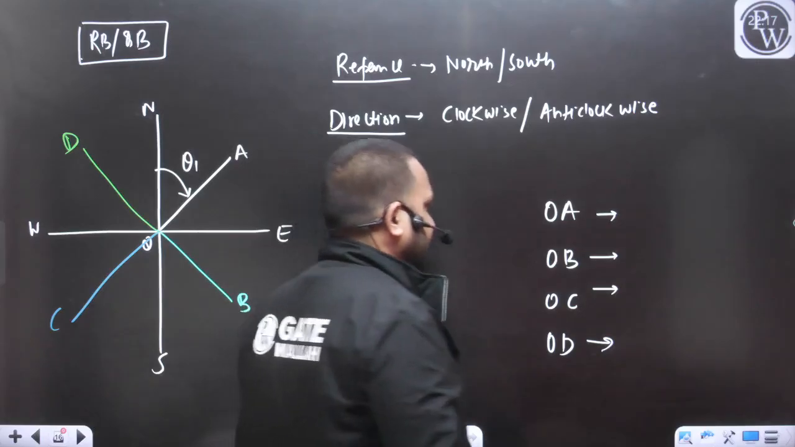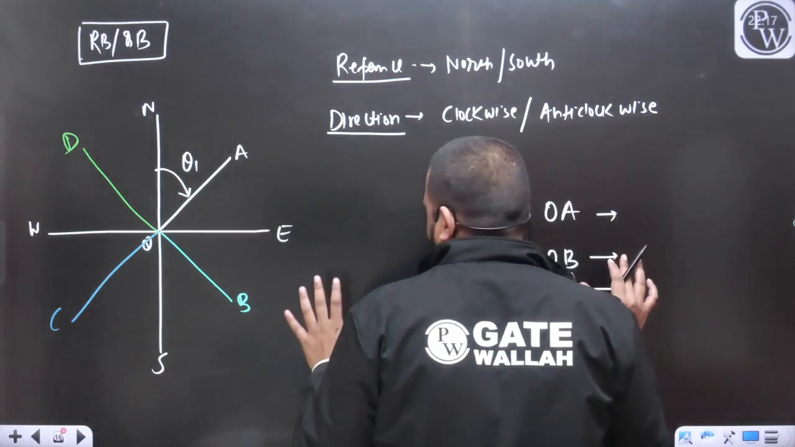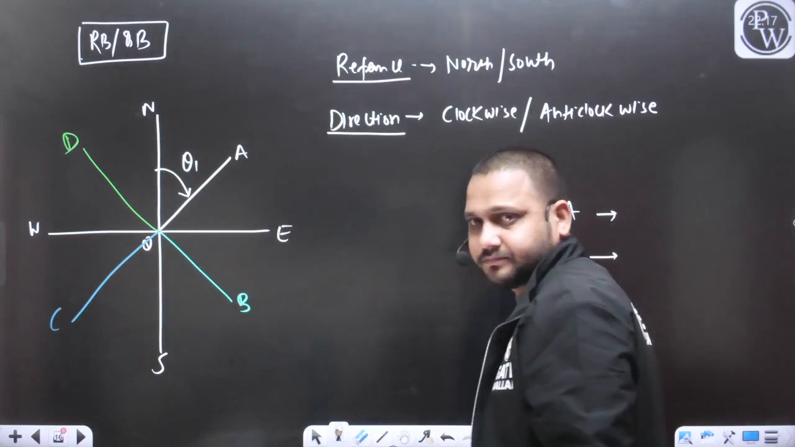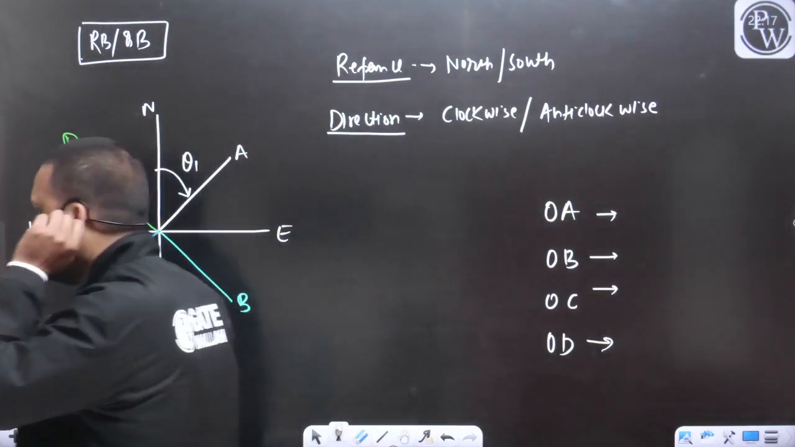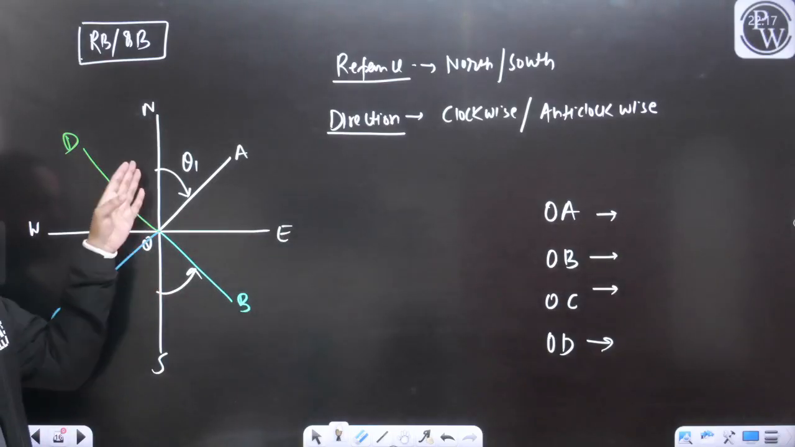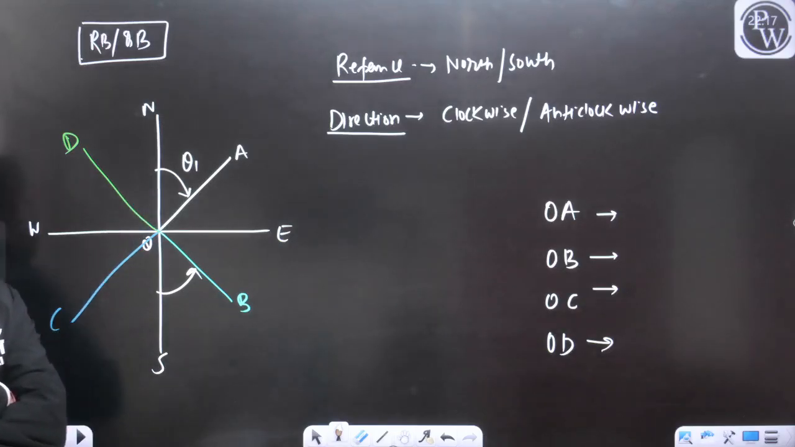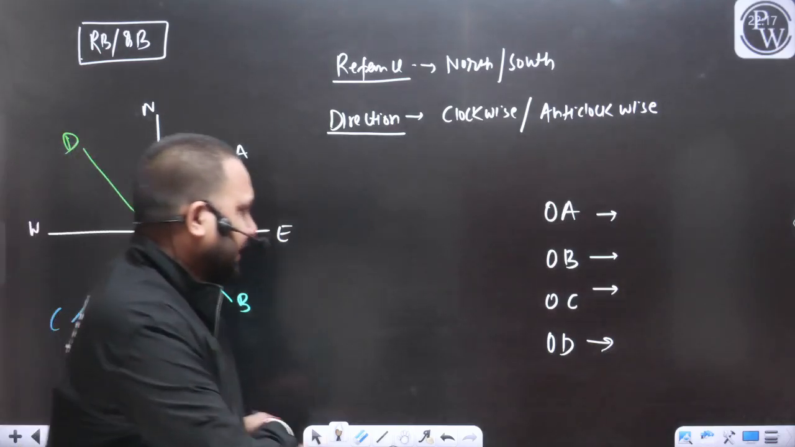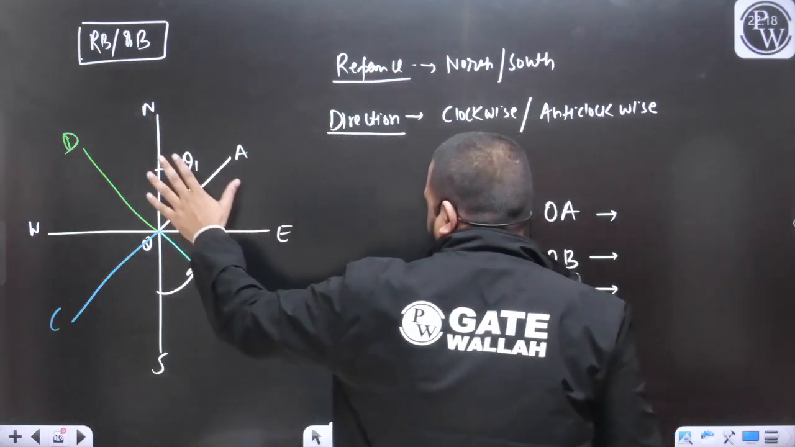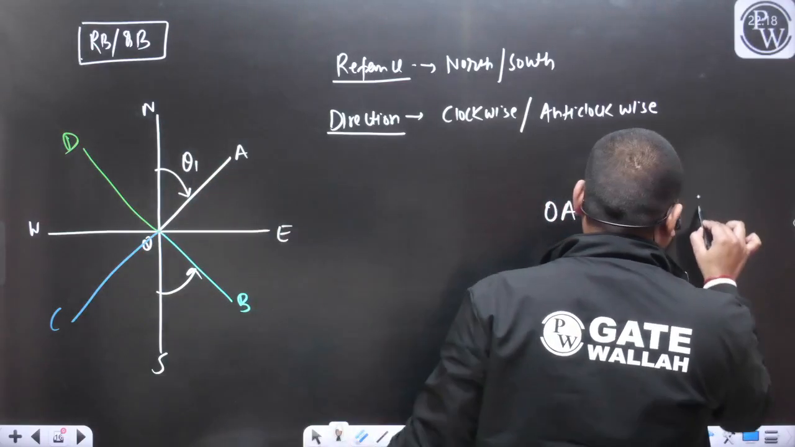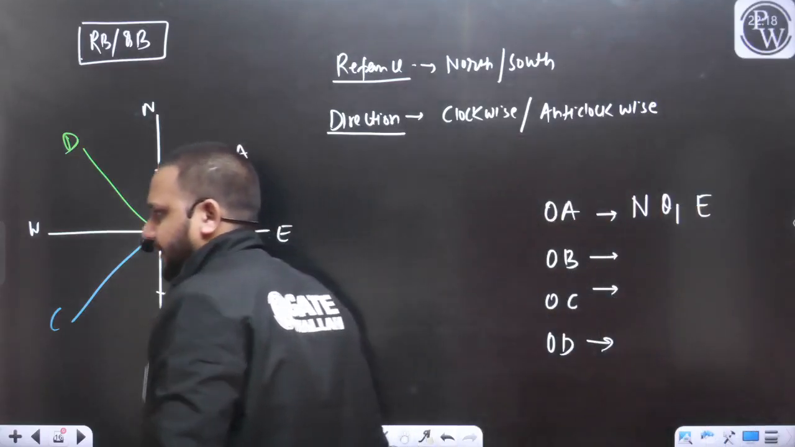So, can I say to represent the bearing of any line in the RB or QB system, we also require to mention the direction? Because this theta 1 will not be sufficient. That theta 1 you can also measure from the south. Yes or no? So, how will I know if you have measured this angle from the north or from the south? That's why we are saying in this system, we also need to mention the direction. So we are measuring the angle from the north, angle is theta 1 towards the east. So this is going to be the bearing of the line OA.